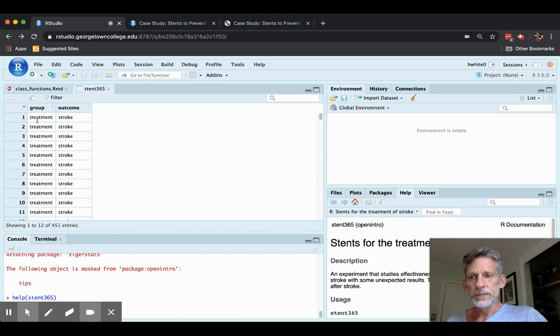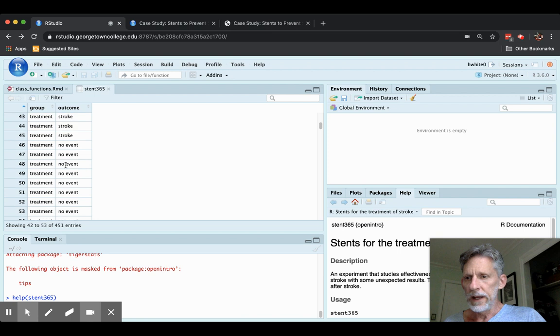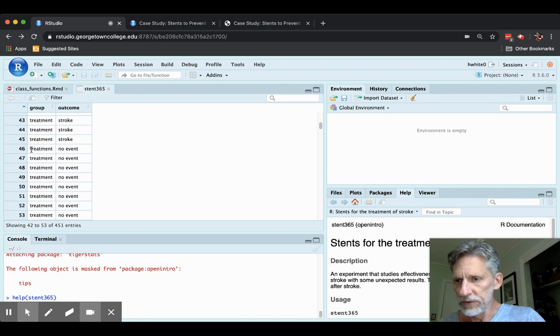Every row here is a person who's in the experiment. And that first variable, group, is saying whether they were in the treatment group or the control group. So our first person was in the treatment group. And the next variable, outcome, says what happened to them by the end of the year. This person had a stroke sometime in that first year. The second person was also in the treatment group and had a stroke. And you can go on down and you can see other types of, like this person 46 here was in the treatment group, but they did not have a stroke. And that's symbolized by no event over in the outcome variable.